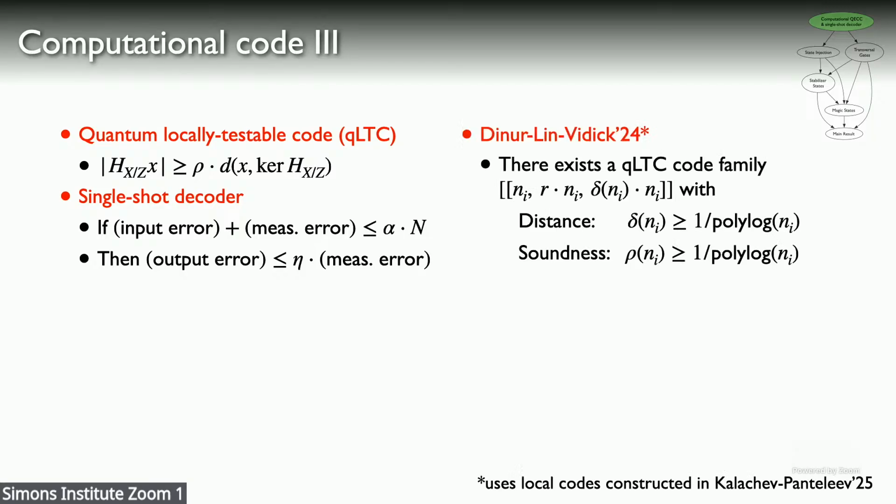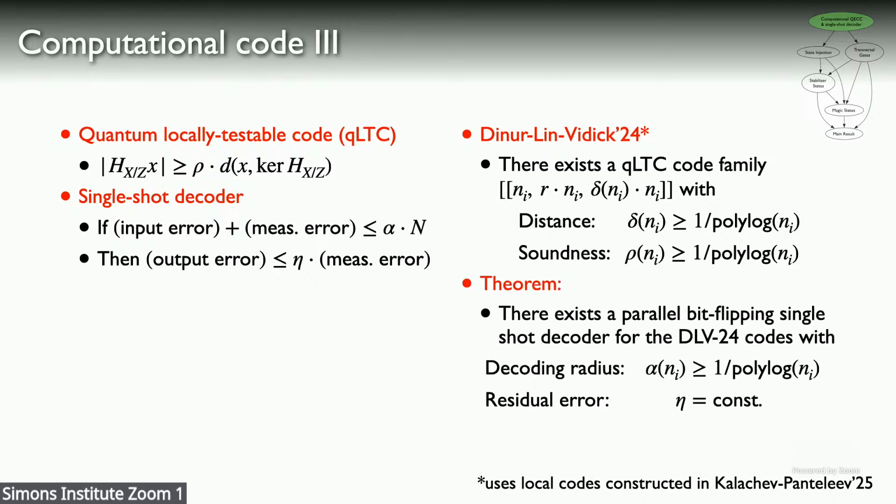In particular, we know of quantum locally testable codes by Dinur, Lin, and Vidick that achieve almost optimal parameters, and we use this fact in our proof. So in particular, the distance and the soundness are off from the optimal by polylogarithmic factors, and this shows up as polyloglog factors in our proof. So that's one thing that's hiding in the little o of 1.